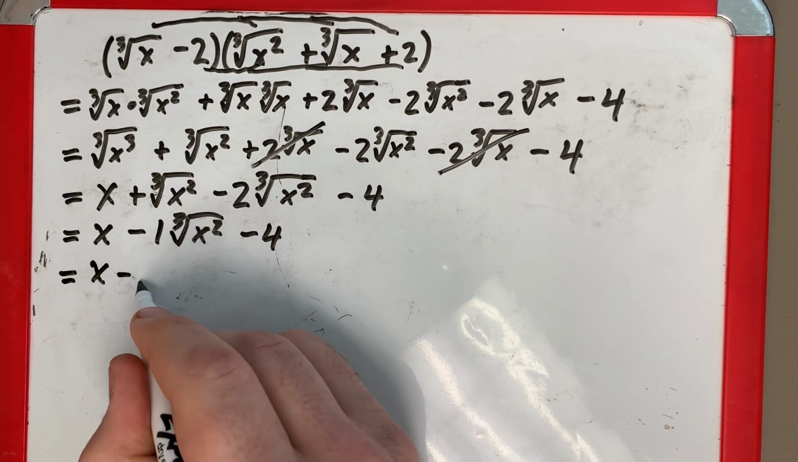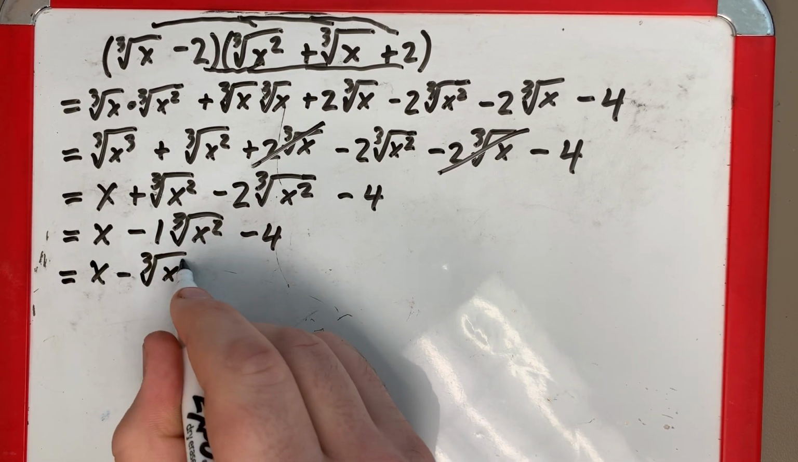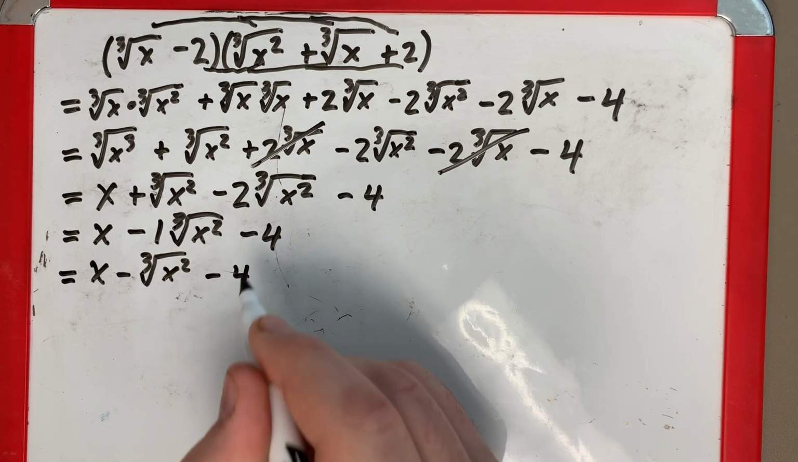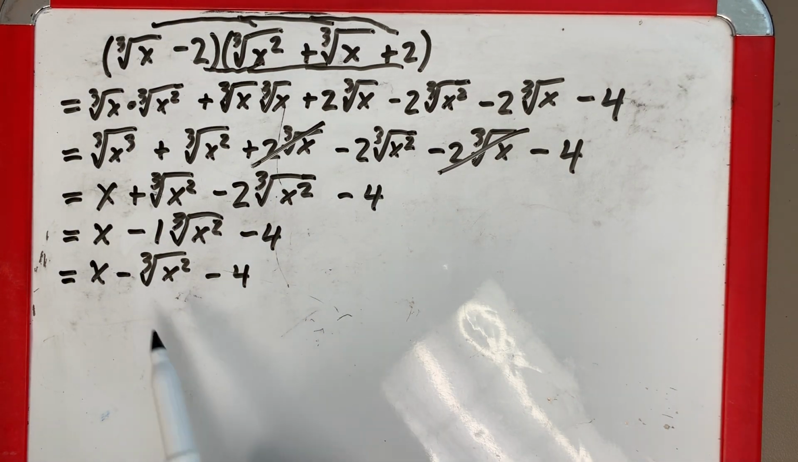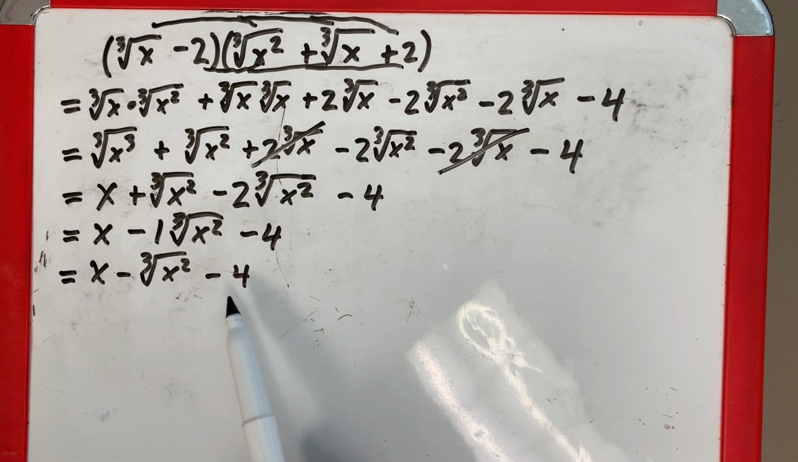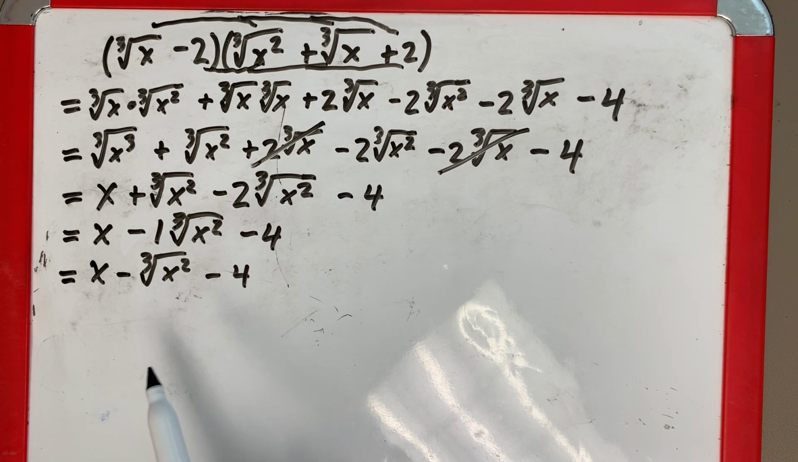So I have x minus cube root of x squared minus 4. Not really too much else I can combine here. I can't really find any other like terms to go along with this x. Nothing else I can add to this constant minus 4, and nothing I can really combine here. So at this point, I'd say this problem's done. And I will see you in the next one.